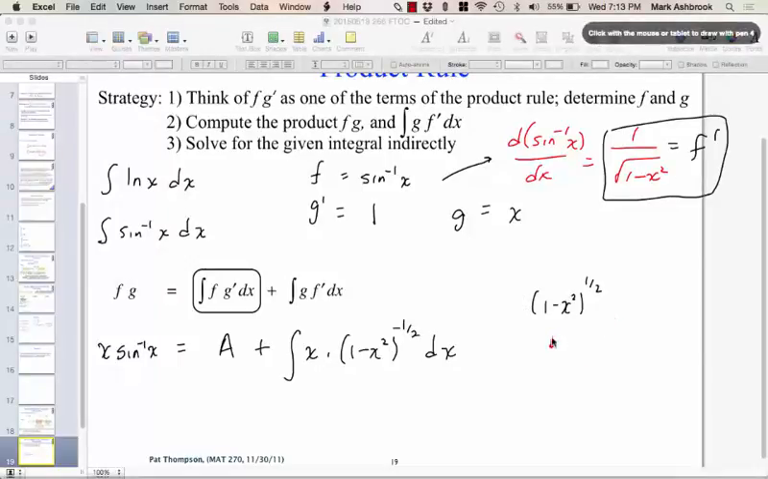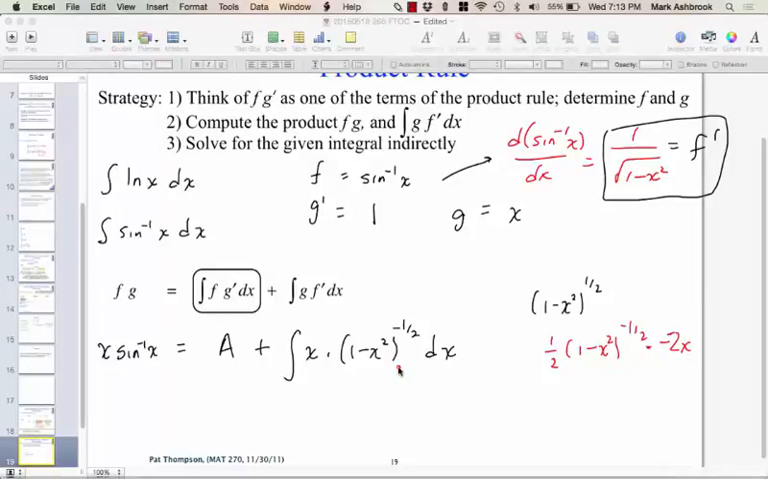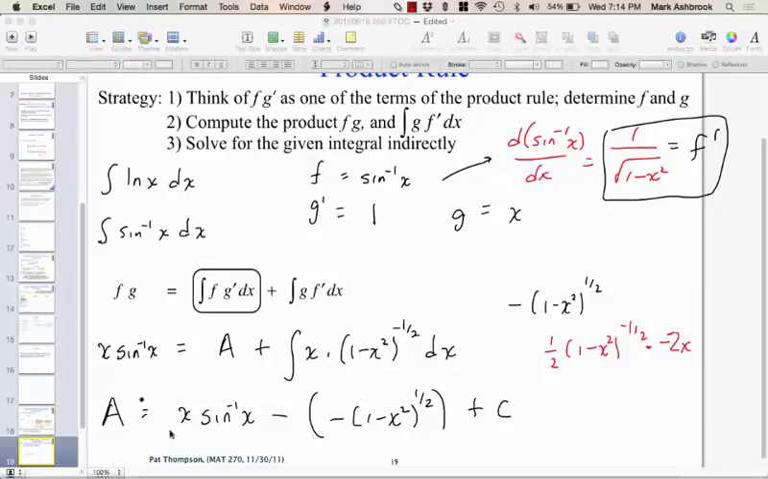What's the check? The check is 1 half, 1 minus x squared to the negative 1 half times negative 2x. Is that exactly this? What do we need? Just a negative sign. The 2's go away, but we got this negative sign. So our second attempt would be negative this. So then we get x sine inverse x minus negative 1 minus x squared to the positive 1 half, which, with minus minus becomes plus, plus c. Questions? Please ask if I lost you.